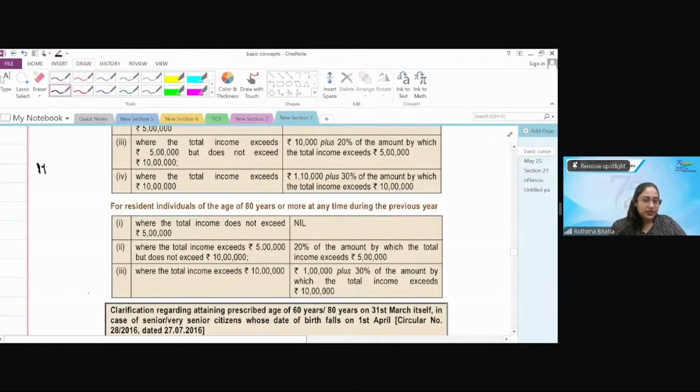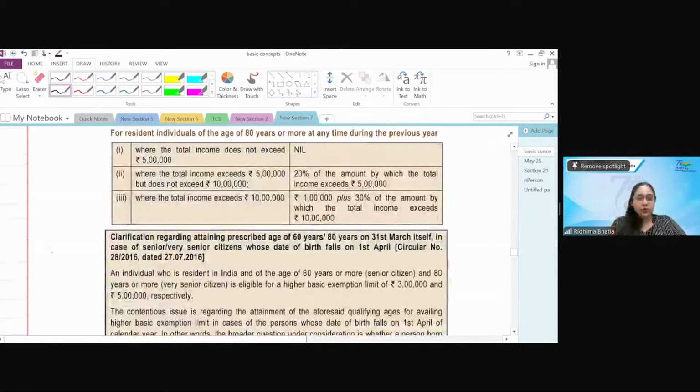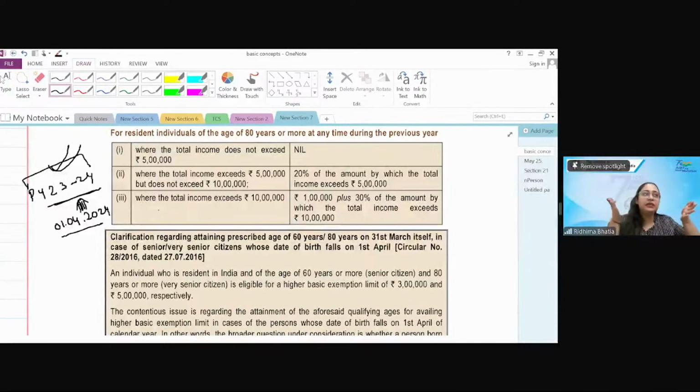Now, interestingly, a clarification is there. I'm talking about previous year 23-24. Whosoever is turning 60 in this year, they are resident senior citizen, or 80 this year, then they are resident super senior citizen. But a circular came as clarification that suppose a person turns 60 on 1st April 2024, that is the immediate next day after the previous year. Then also he or she would be assumed to have turned 60 in previous year 23-24 itself, because they say that you complete a year just before a date, so you are technically 60 in the previous year 23-24 itself.